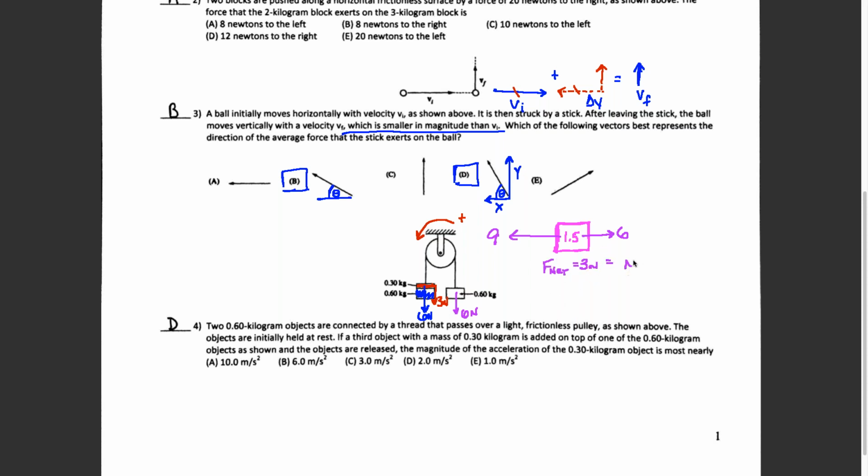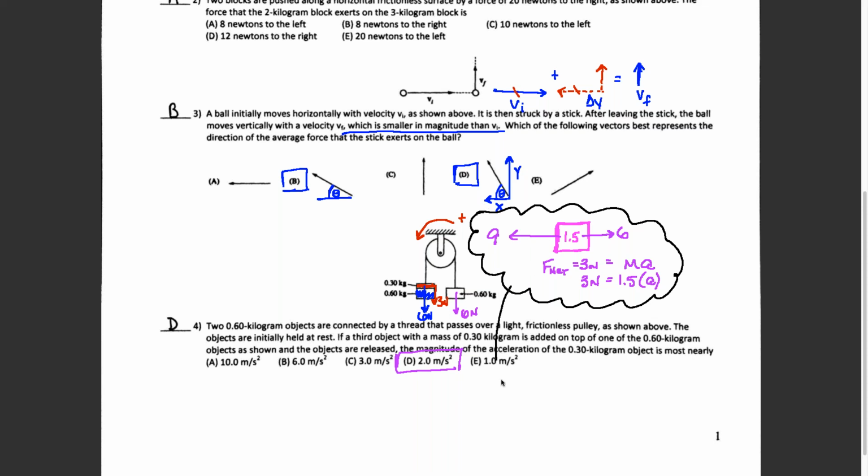And so I'm going to set that equal to mass times acceleration, where the mass is 1.5, and I can solve for the acceleration of the system. It's 3 over 1.5 kilograms. I left the units out, and I get an acceleration of 2, which is why choice D is the best answer. What I've done in the cloud here is my attempt at conceptually explaining an Atwood's machine problem so that you could quickly arrive at an answer on a multiple choice question.